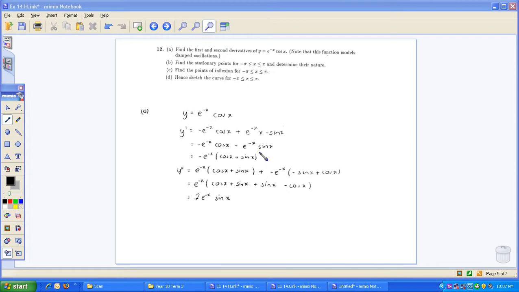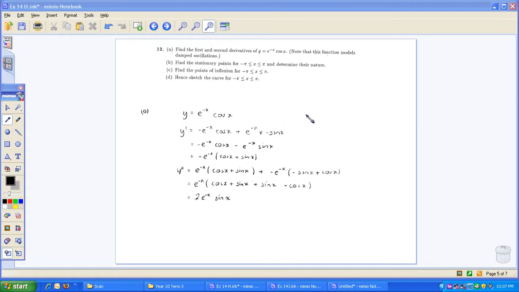This question wants us to sketch the curve of e to the minus x times cos x. Now, we want to sketch it this time. Just be careful because eventually we want to sketch it between negative pi and pi. So all the values here are going to be between negative pi and pi. So just be careful because it's a different domain we have to work in.